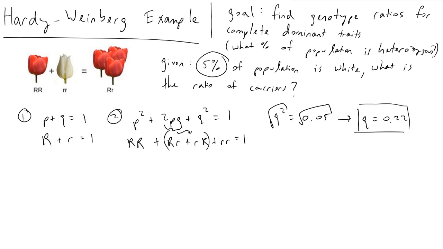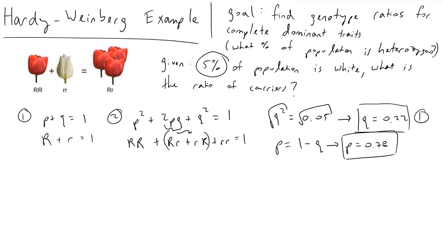Now that you have q, you turn to equation 1. With equation 1, we know that p must be equal to 1 minus q by simply rearranging it. This tells us that p must be equal to 0.78. In other words, 78% of the alleles in your tulip patch are going to be the dominant allele big R, coding for the red pigment.